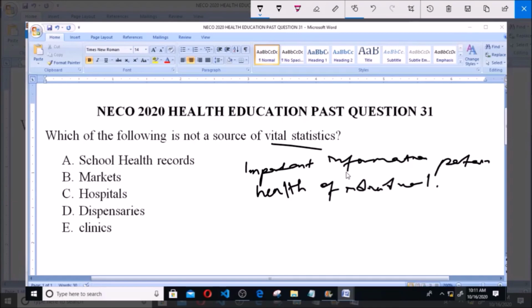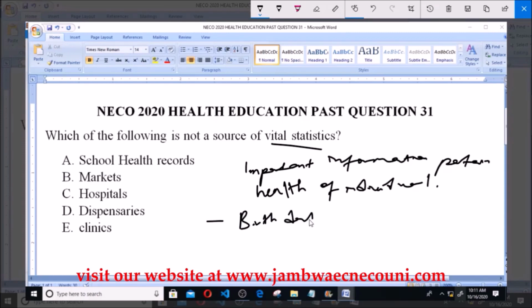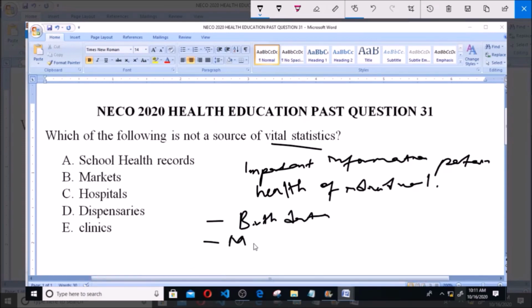When we say vital statistics, we simply refer to birth data, mortality data, and fetal death data, that is death of young ones. We have linked birth and death data, marriages and divorces. Even national maternal and infant health surveys, all these are vital statistics.